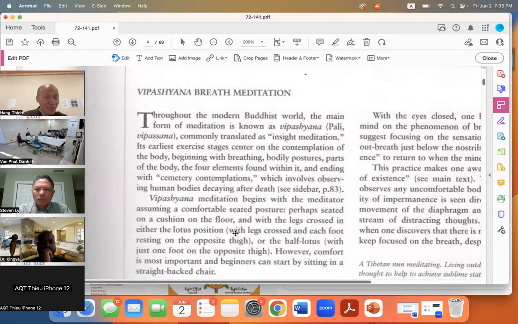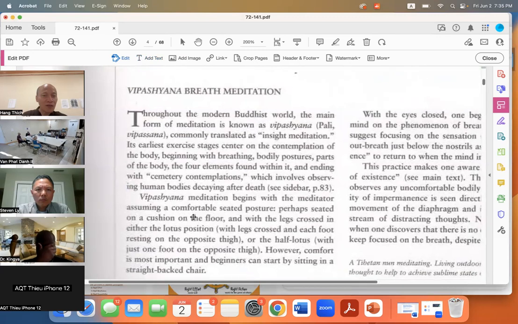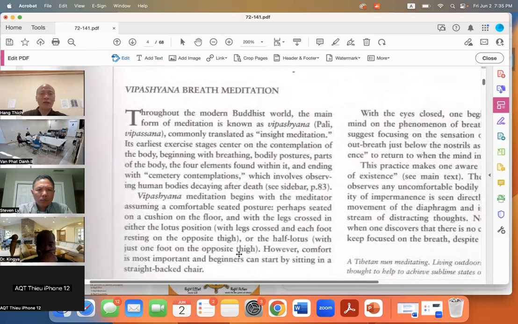You might do this. Can you see on the small? The Vipassana meditation begins with the theater.